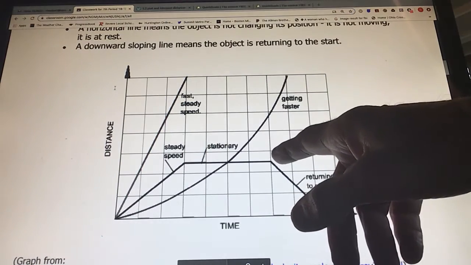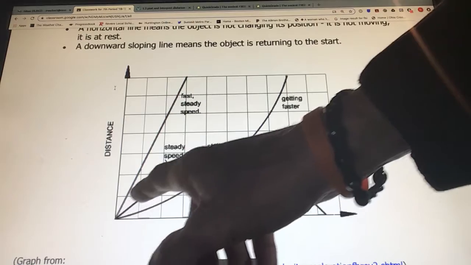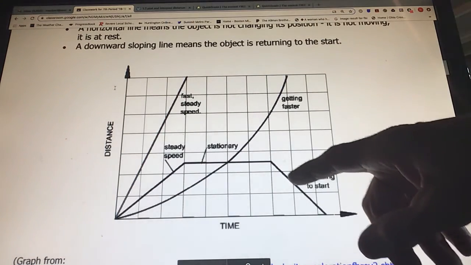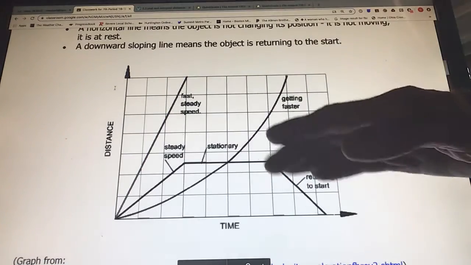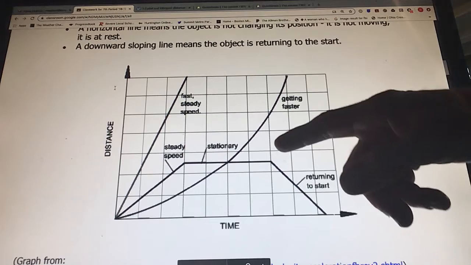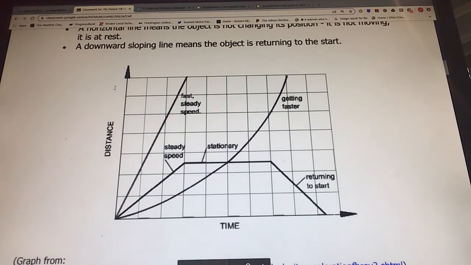the object is getting closer. So from here, you're at the starting point of 0, moving away, and the distance is increasing. If you're plotting it here, then here, then here, the distance is going down. So you're getting closer to the starting point at the base. So this would mean that it's moving at a constant speed, but coming back to the starting point, or returning, moving towards.